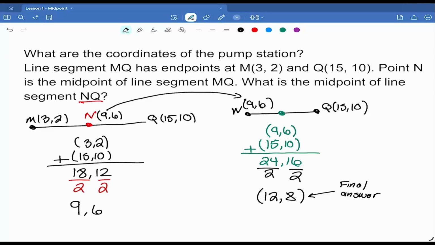So now that we finished with example 4, if you have any questions, please do not hesitate to ask. But the way that we find the midpoint is we take the endpoints that they give us, add them together, and then divide them by 2, and that will give us the midpoint. And again, if you have any questions, don't hesitate to ask.